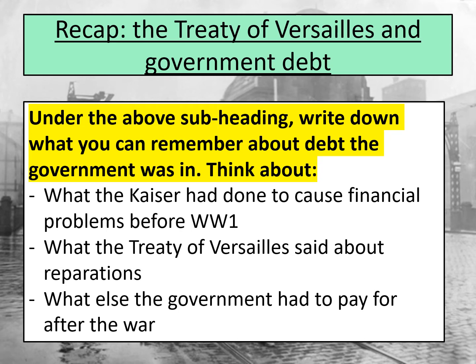So you might want to think about the following things. Things like what had the Kaiser done to cause financial problems before the First World War, what the Treaty of Versailles had said about reparations, and what else the government had to pay for after the war. So try and have a go without looking at the answers on the next slide and just see what you can remember about the economic problems for Germany after the First World War. Okay, so pause it here so you can do that.